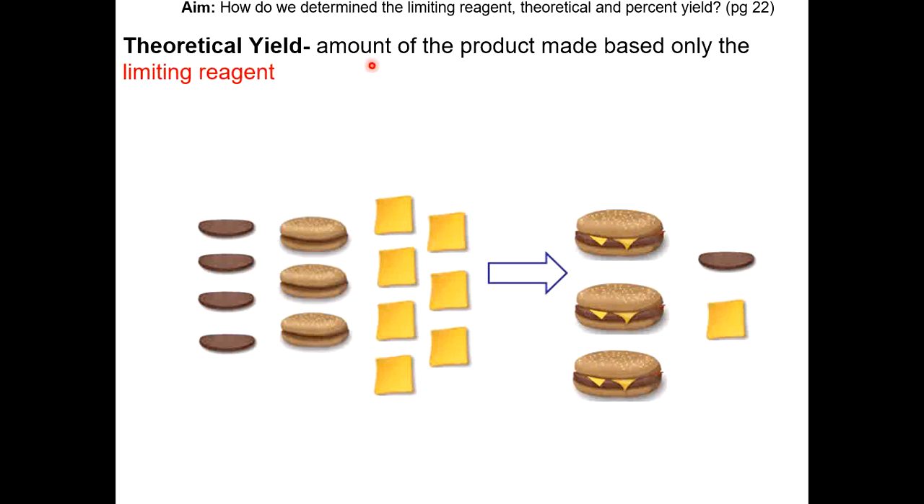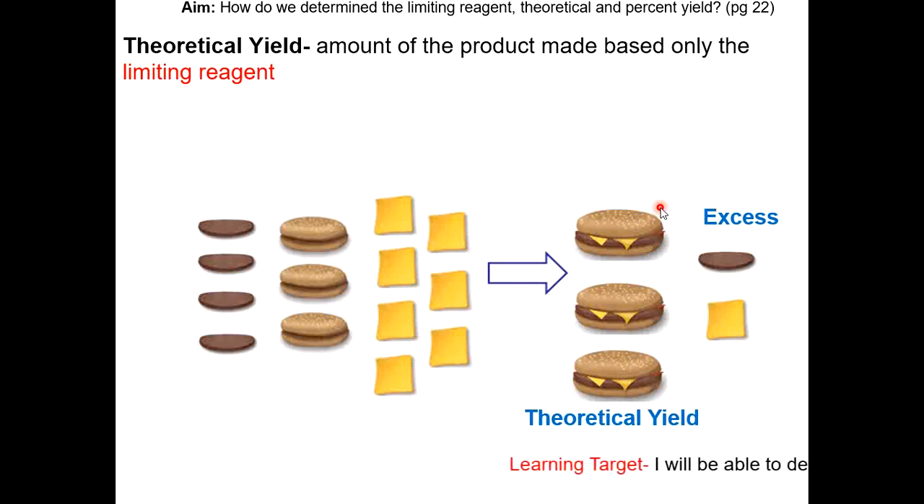Theoretical yield is the amount of product made based only on the limiting reagent. From the motivation, the theoretical yield was 3 cheeseburgers. The excess was the meat patty and the cheese pieces. Notice that the buns were used up.